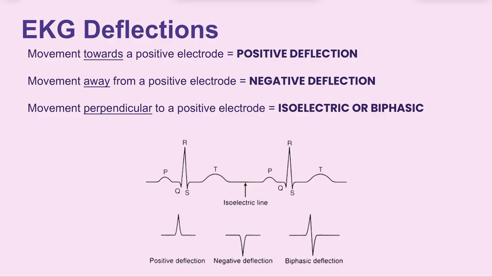Movement towards a positive electrode is going to create a positive deflection. Movement away from a positive electrode is going to create a negative deflection. So a positive deflection means we go up from this isoelectric line. Movement away from the electrode, we're going down. So if we have our positive electrode and movement up, we're going positive, and movement away from the positive is a negative deflection. Now, if the movement is perpendicular to a positive electrode, we can either get this isoelectric line here or a biphasic deflection.